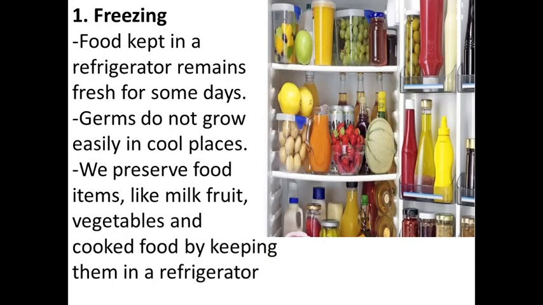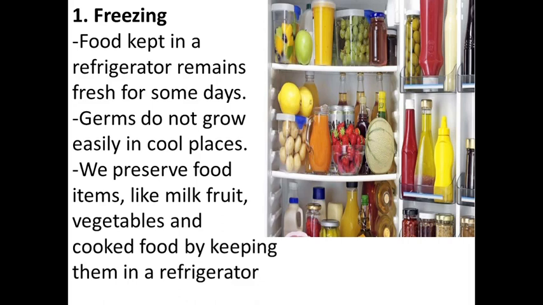See, the first one, you can see that image. Which one? Yes, this is a refrigerator, and that preserving method is known as freezing. Freezing means what? We are keeping that food where? Yes, in a refrigerator or deep freezer. So keeping food in refrigerators or deep freezers reduces the growth of microorganisms.